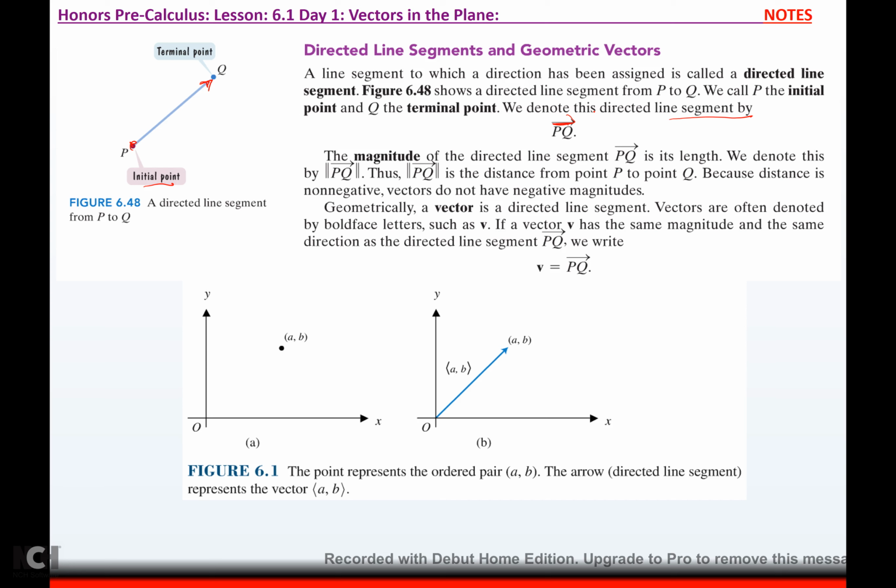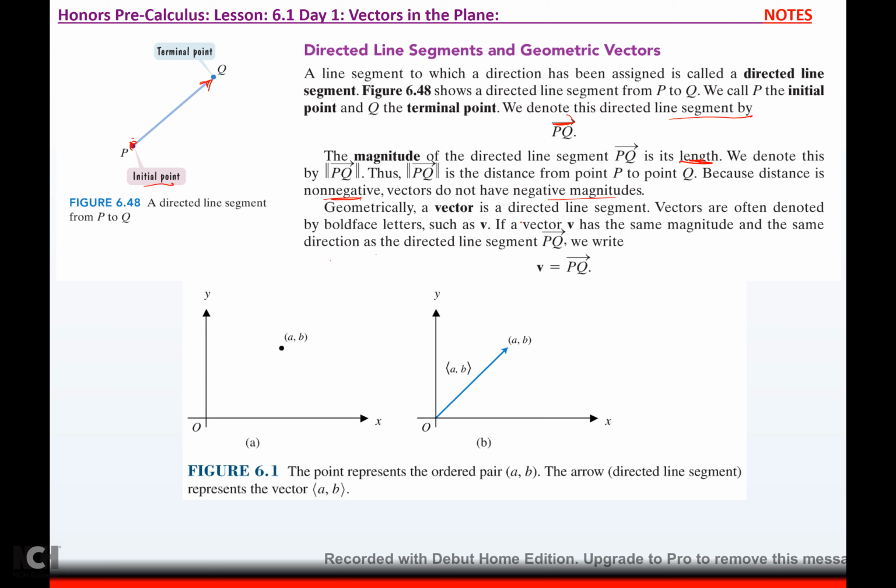All right, the magnitude of the directed line segment is its length. We denote this by these double bars around PQ. And you'll also see it in regular bars. It'll look just like absolute value bars. Some textbooks use the double lines, some textbooks only use the single lines. It's really just the absolute value because it's the distance. If you're finding the length, you're going to be using the distance formula. And because distance is non-negative, we don't have negative magnitudes.